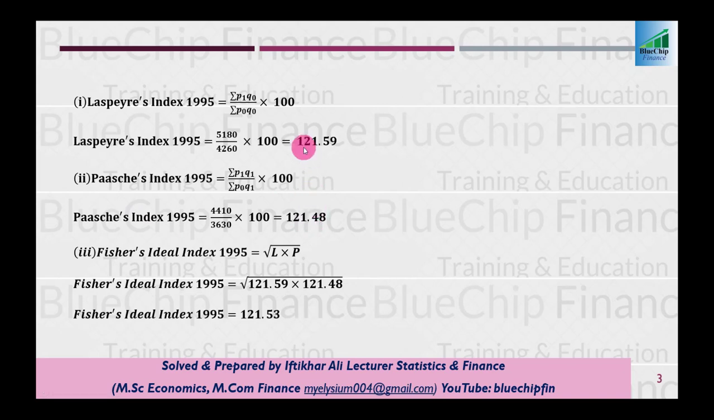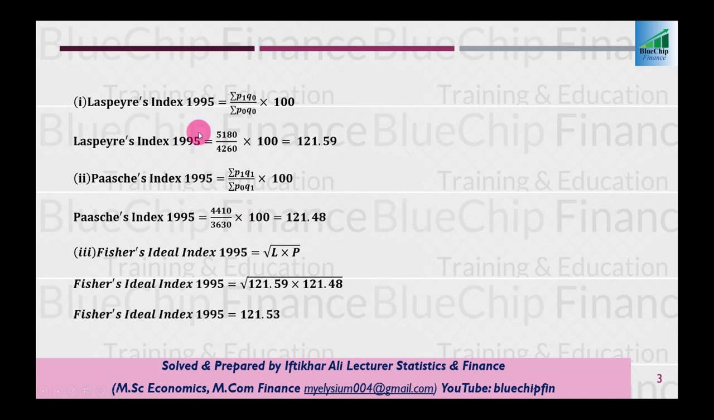From the Laspeyres index perspective, inflation is 21.59% in 1995 with respect to base period 1990. Whereas according to the Paasche index, inflation is 21.48% in 1995 with respect to the base time period, that is 1990.